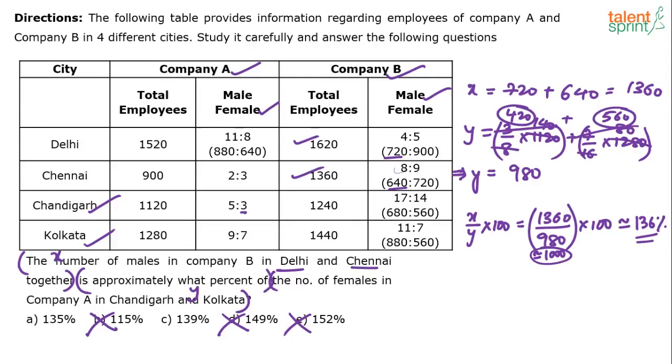Very, very intelligent idea. You see, we approximated the denominator to be 1000. So the approximate answer is 136%. The actual denominator is less. The actual denominator is only 980, which means the actual denominator is less. If the actual denominator is less, the actual value should be more. When the denominator is less, value should be more, right? The fraction has to be more.